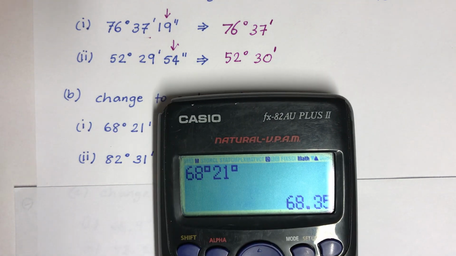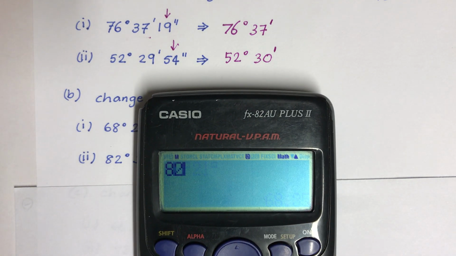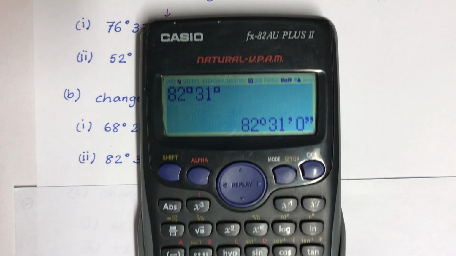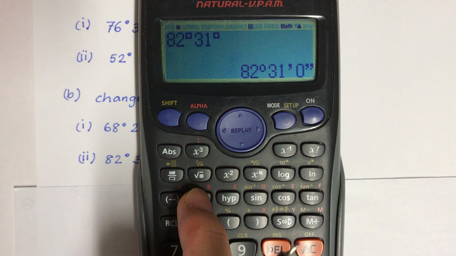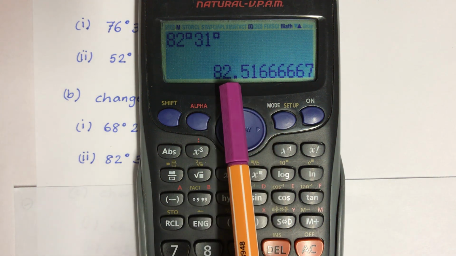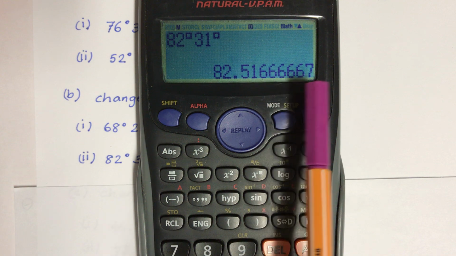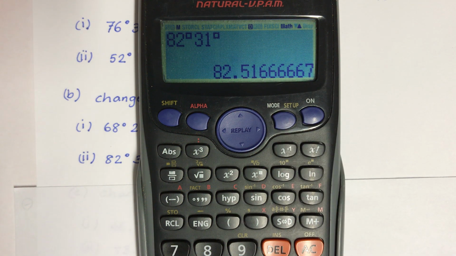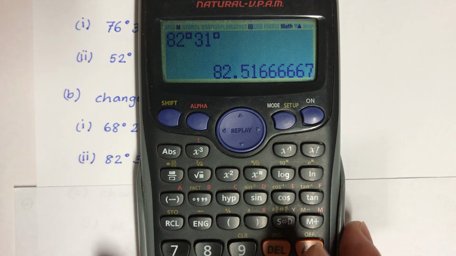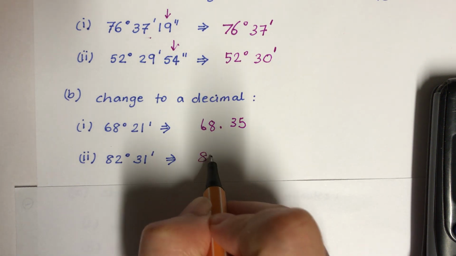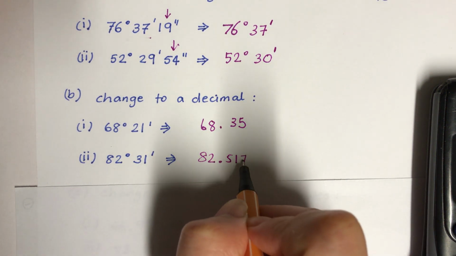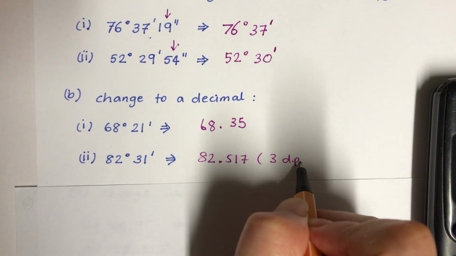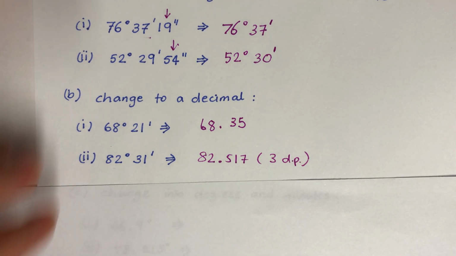Okay, next one, I'm going to do 82 DMS, 31 DMS equals, and then I'm going to press DMS again. So I will get 82.51777 all the way. So it says 3 decimal, I think it's going to do 3 decimal places. So 82.517. I'm going to put 3 decimal places. I've done it. Okay. Next one.